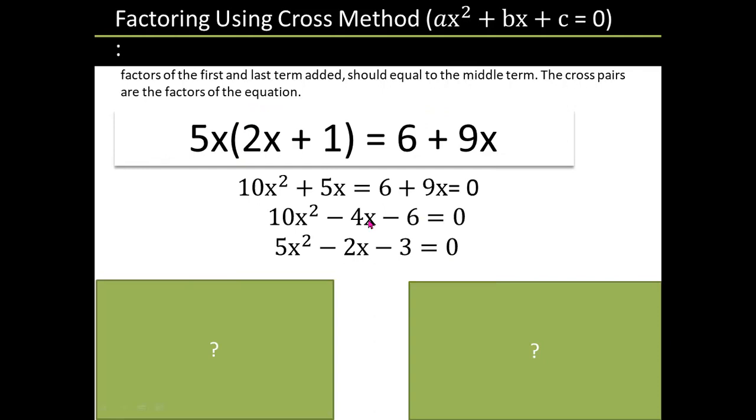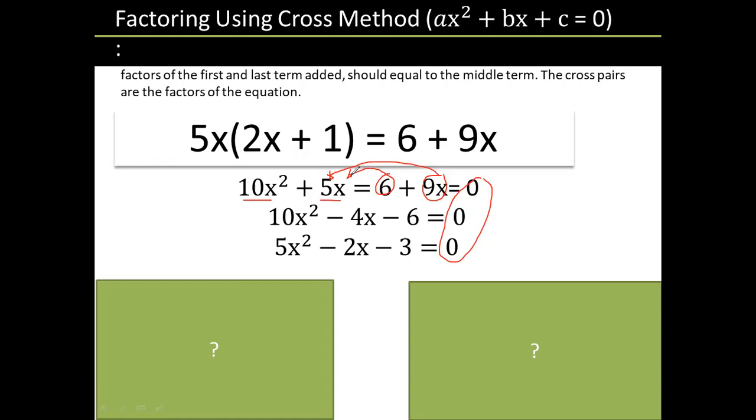Okay, so 5x times 2x is 10x squared. 5x times +1 is 5x equals 6 plus 9x. Now simplify. Left hand side, you have 0. So therefore, transpose 9x and transpose 6x to the left side. And we know, do not forget, when we transpose, change the signs. Positive becomes negative. Negative becomes positive.